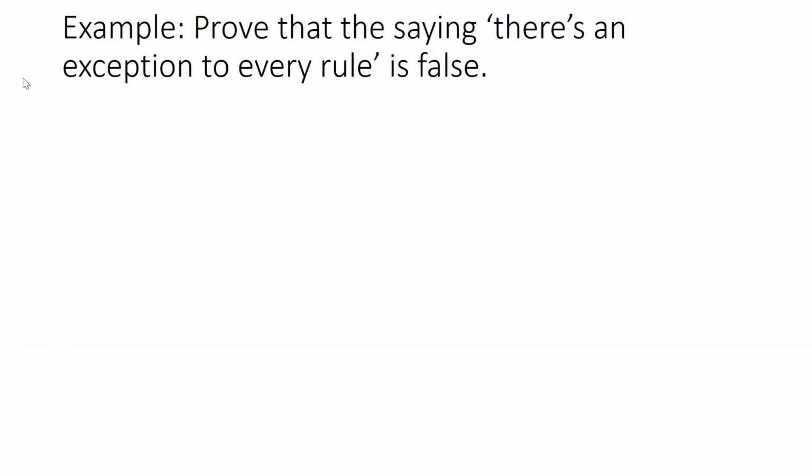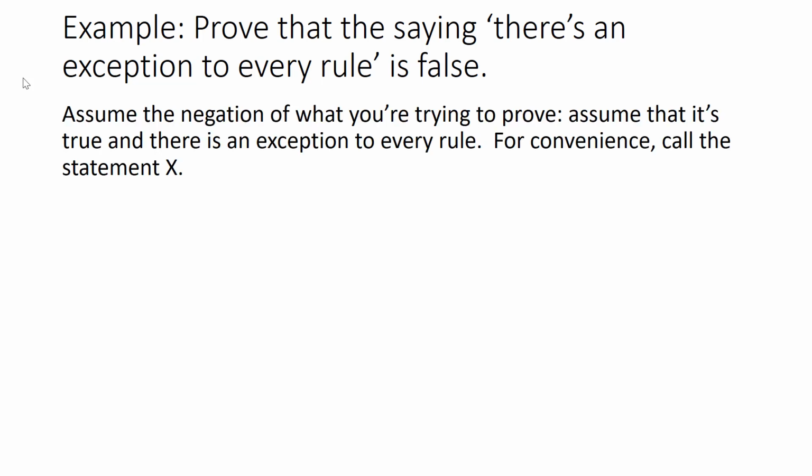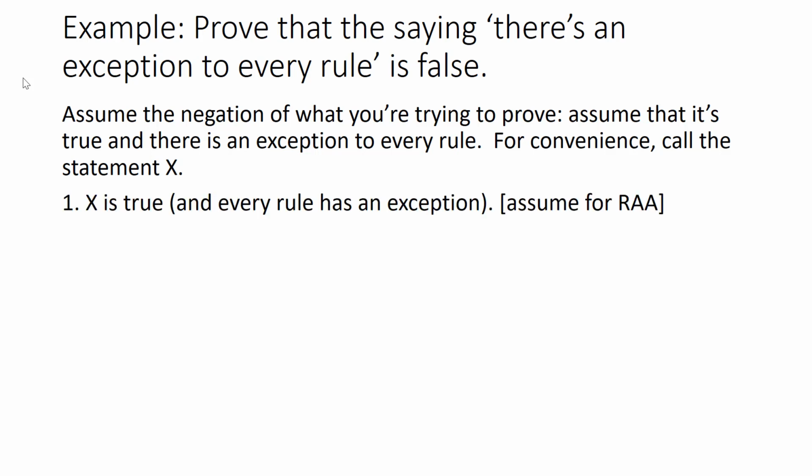Here's another example that's only slightly less silly than the last one. Maybe at one point an English teacher of yours said that there's an exception to every rule, and you thought that has to be false. Here's how you could use reductio ad absurdum to prove it. The first step in a reductio ad absurdum argument, or a proof by contradiction, is to assume that what you're trying to prove is false. So in this case, we're going to assume the opposite of what we're trying to prove. We're going to assume that the statement, there's an exception to every rule, is true. Call that statement X. So we start by assuming that X is true.